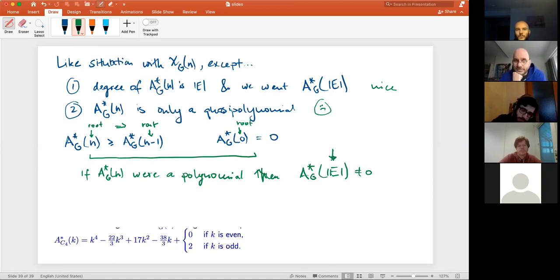So, now you know why I draw this face over here. So, if this function were a polynomial, then we're good.